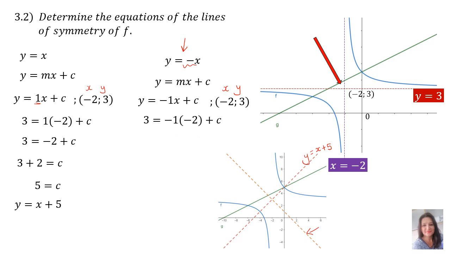In y's place, in goes 3, in x's place, in goes negative 2. To calculate c, 3 is equal to plus 2 plus c. Let the 2 walk across. 3 minus 2 is c, and c's value is 1. Therefore, the equation of this other line of symmetry is y is equal to minus x plus 1. It will be this brown line. Y is equal to minus x plus 1.